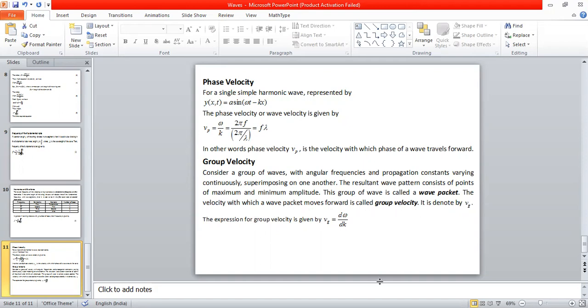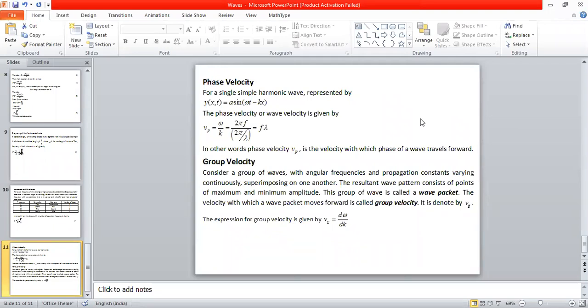It's very simple. If there are a large number of waves, all traveling in the same direction, then all these waves superpose on each other. All the waves superpose one on another. When they superpose, a wave packet, or wave group, is formed. And whatever the velocity with which that wave packet is traveling is what we call group velocity. Group velocity is the velocity with which a group of waves travels, or the velocity with which a wave packet is traveling, and the wave packet gets formed because of the superposition of a large number of waves.